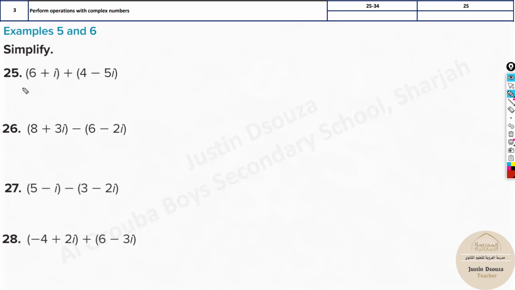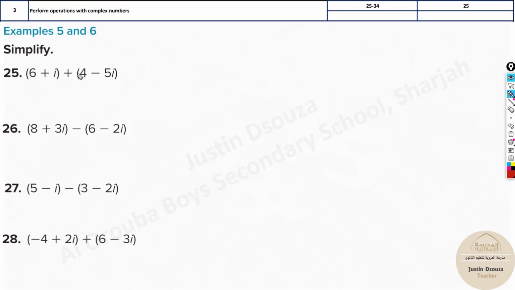This is a complex number in the sense that there is a real part and an imaginary part. This i part is imaginary, whereas the number is the real part. Together this is called a complex number, but whenever you solve, the real part is solved with the real part, whereas the imaginary is solved with the imaginary part. So how do you solve it?